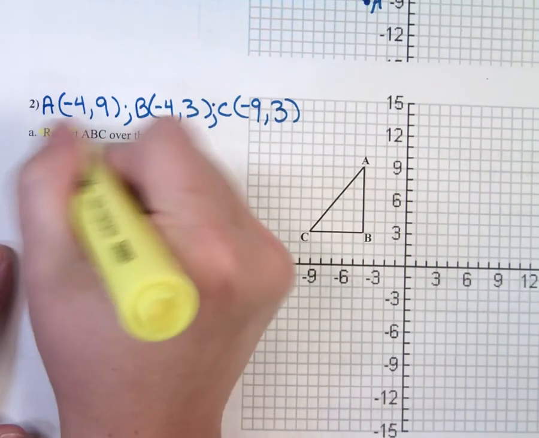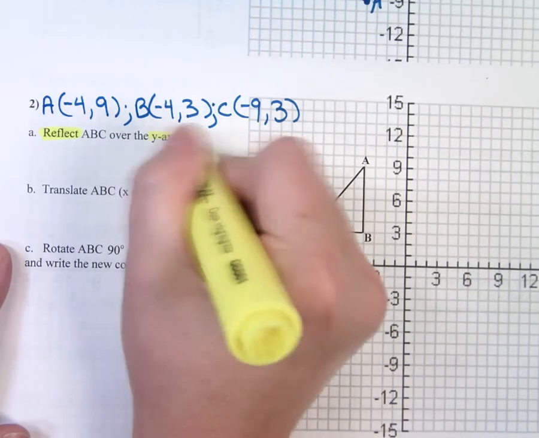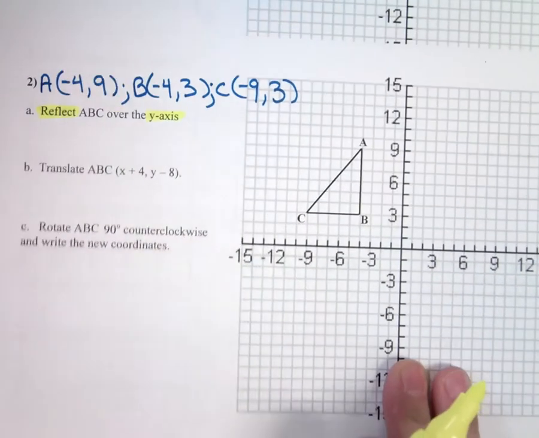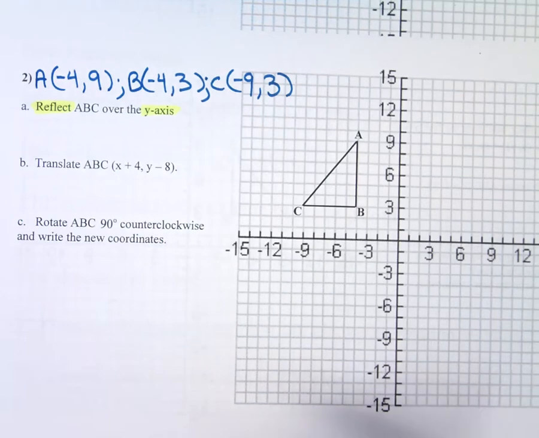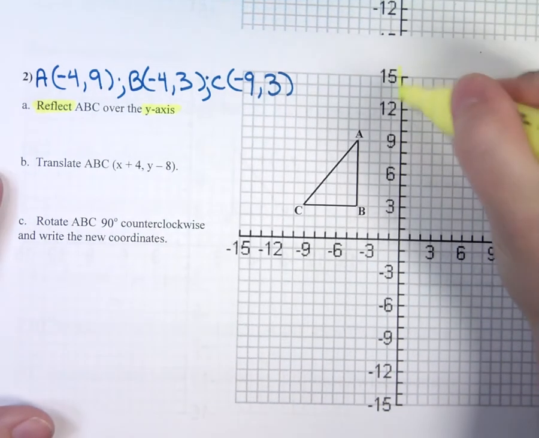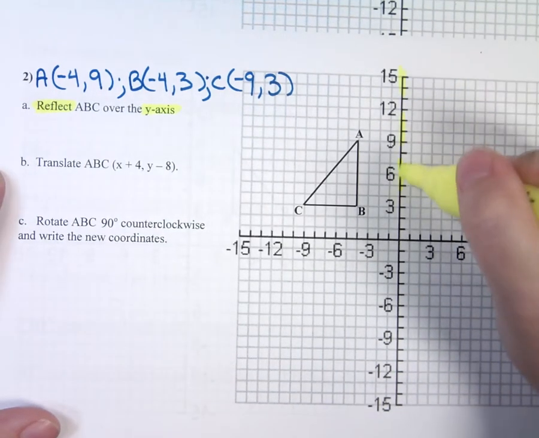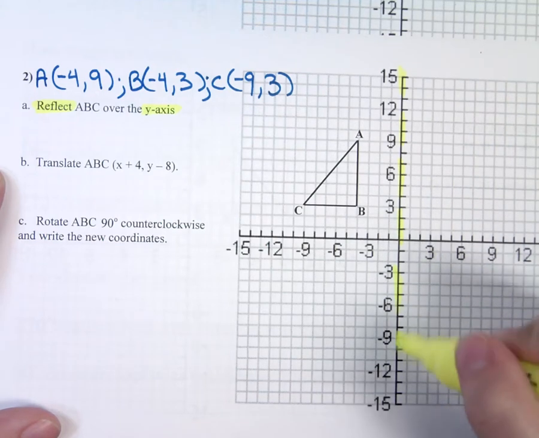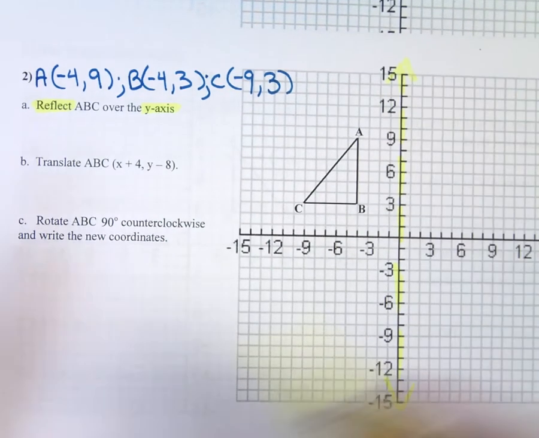Okay, first thing I want to do is I want to reflect it across the y-axis. So which one is my y-axis? The y-axis is the one that's going vertical. Okay, so it's a vertical axis. Like I said earlier, when you flip over a horizontal or a vertical line, it's just real easy. You count how far away you are from it and then make that count again.